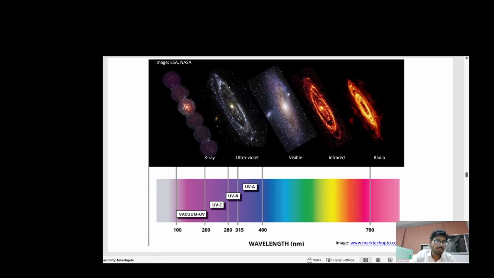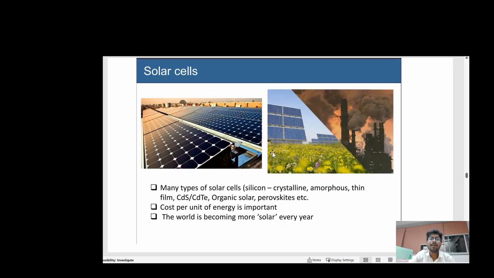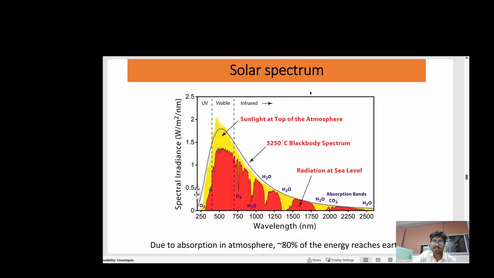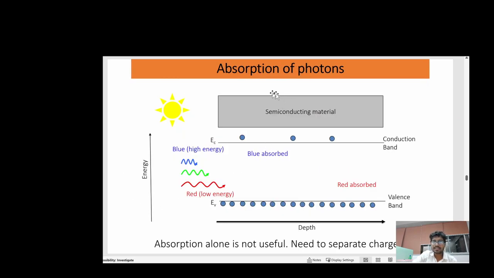So tomorrow we will see about the solar cells. Many types of solar cells are there: crystalline, amorphous, thin film, CdS. And then what is the current state of the art, the efficiency. These are the different types of solar cells, what is the highest efficiency, and how they achieved the highest efficiencies. Then we will see the solar spectrum, and then the absorption of the photons. So how the photo detector and the solar cells work, and what you can do with that.